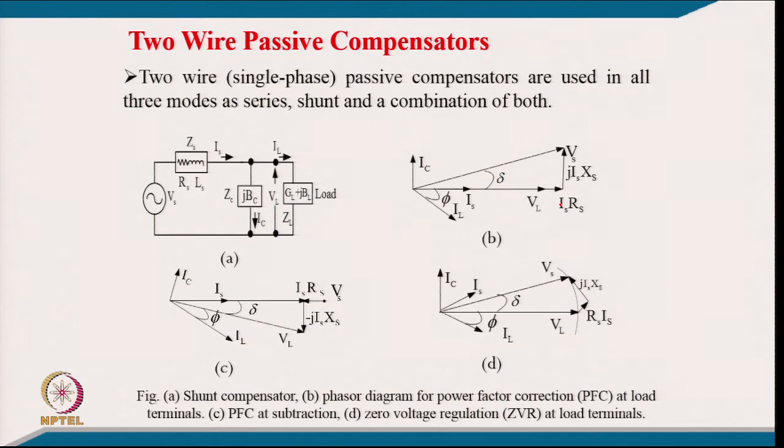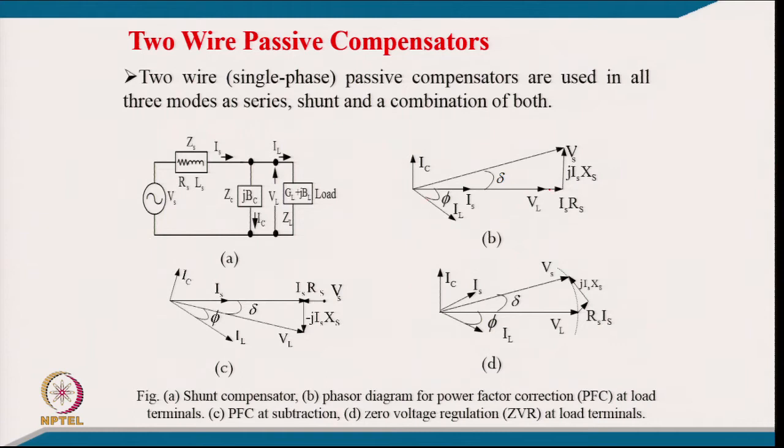So, whatever the reactive power of the load is required, that you have to compensate with this compensator. So, this is the power factor correction at the load end. Another compensation can be power factor correction at the substation, meaning you can correct the power factor at this point virtually, and in that case the supply current should be in phase with the supply voltage.